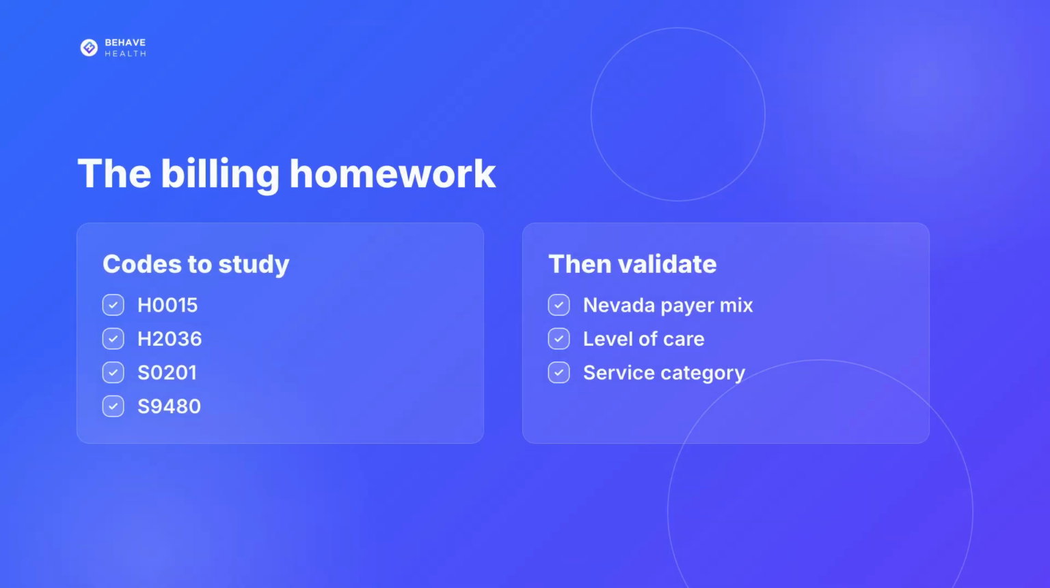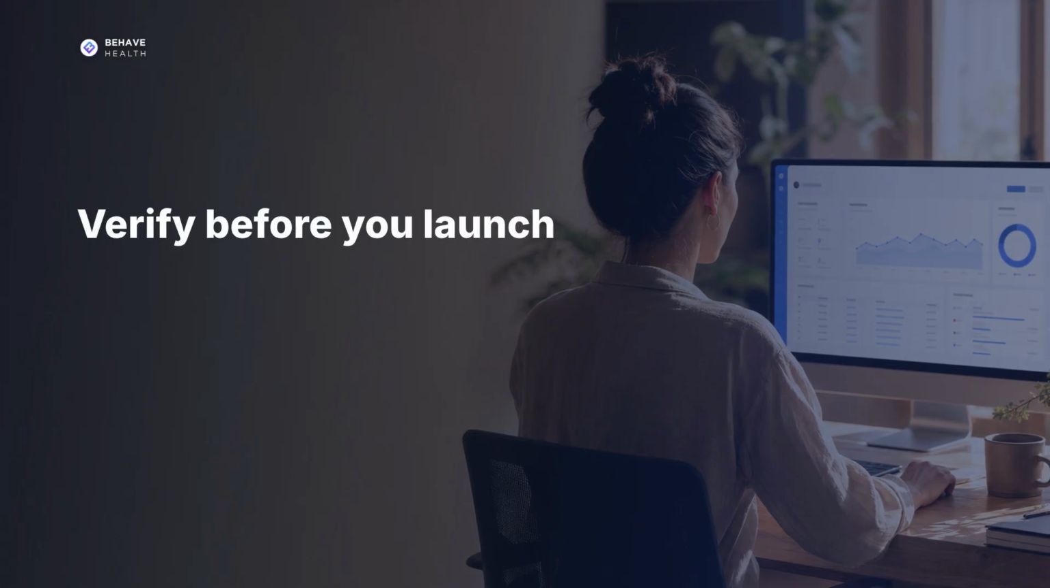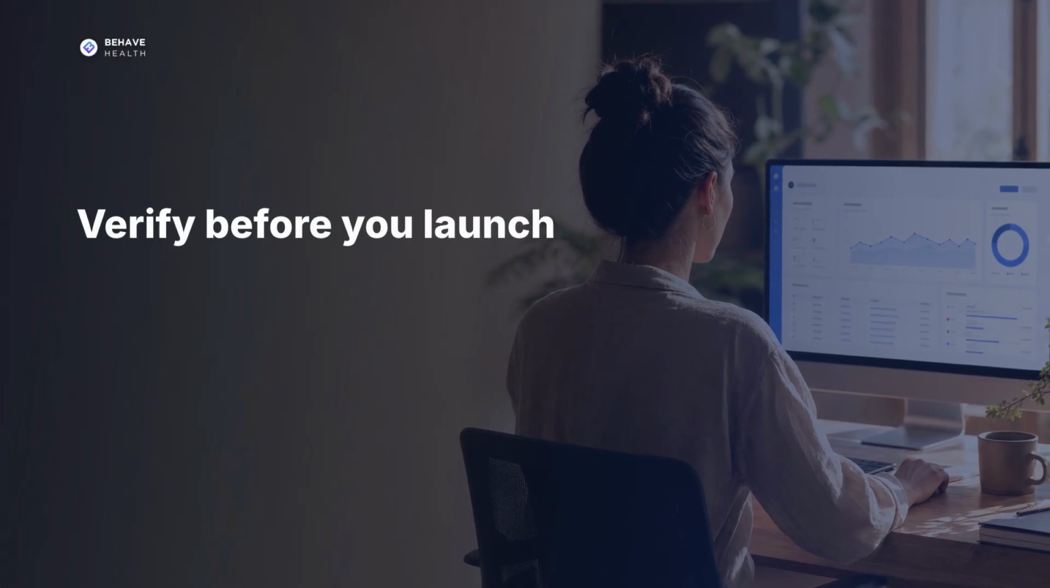For national context, review the outpatient billing code guides, then validate how those concepts apply to your Nevada model and payer mix. Behave Health's guides cover the H0015, H2036, S2010, and S9480 outpatient billing codes, plus the IOP level of care and PHP versus IOP. Treat them as context. Nevada-specific details still need direct verification. Use this as orientation, not a launch manual.